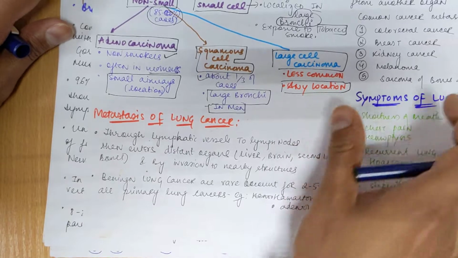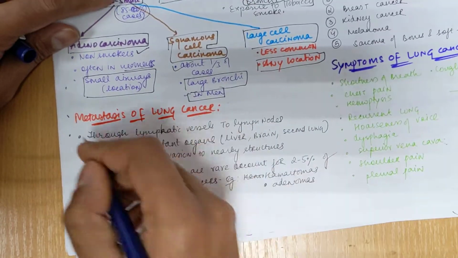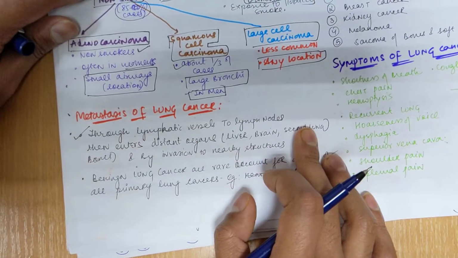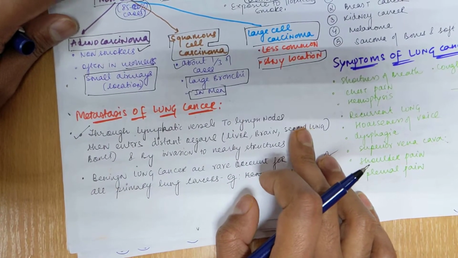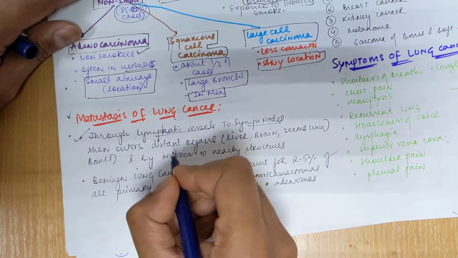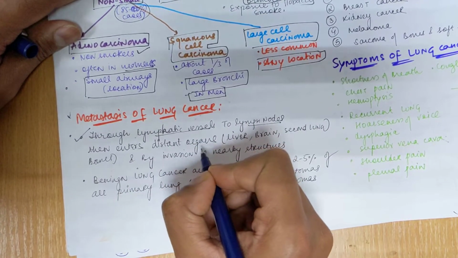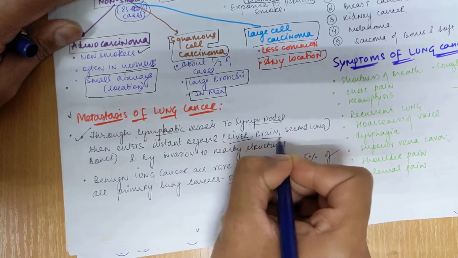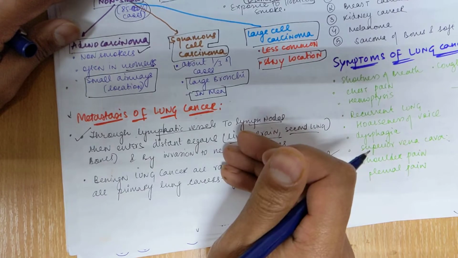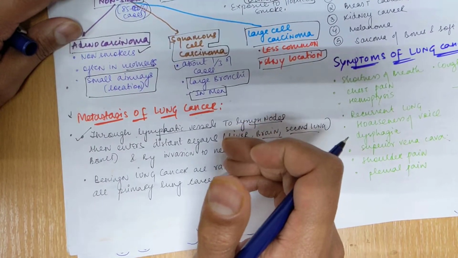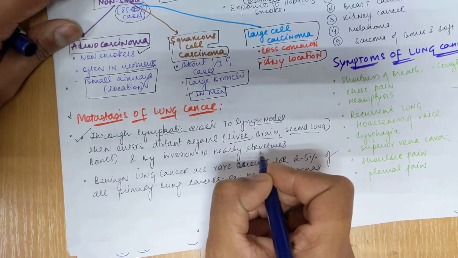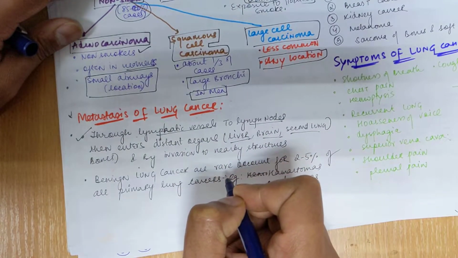Now what is the metastasis of lung cancer? Metastasis means the transfer or progression of the cancer to other organs. That can be through lymphatic vessels to lymph nodes, and then it enters distant organs and nearby organs like the liver, brain, and the second lung. If it is present in the right lung, then the left lung can also be affected through metastasis. Or it can be by invasion of the nearby structures.